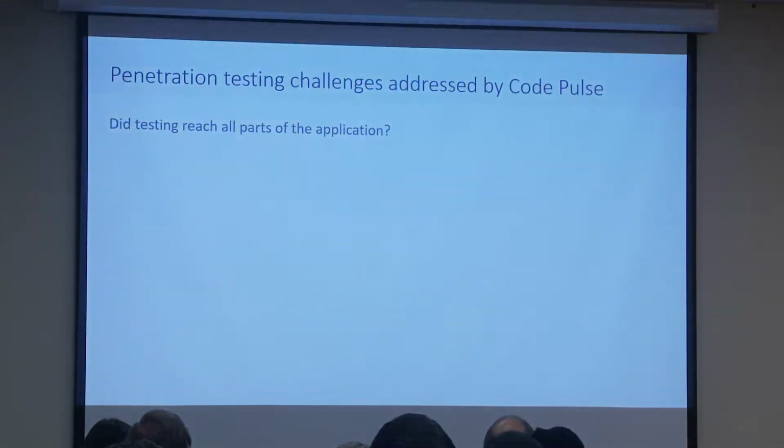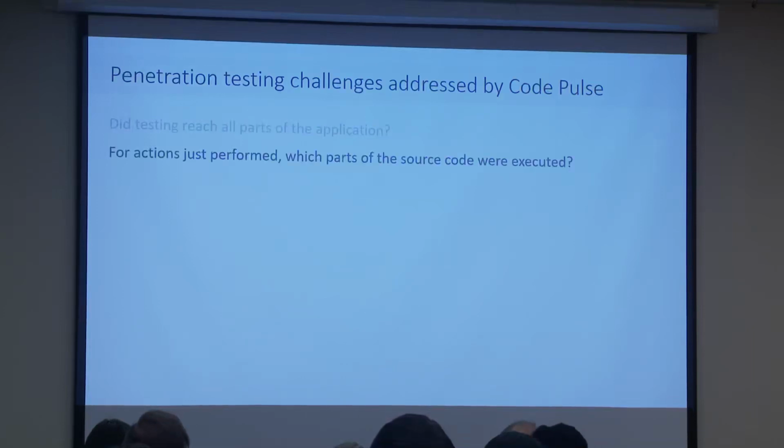So CodePulse was designed to meet these challenges. When you're doing your testing, manual or automated, how much of the application did you actually cover? Did you reach all the app? What percentage? For the actions just performed, which part of the source code was executed?